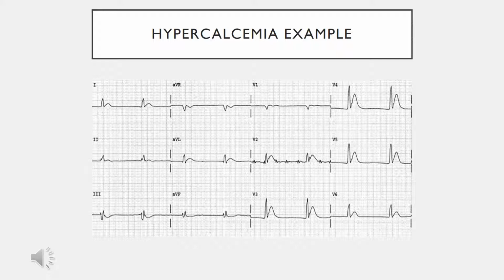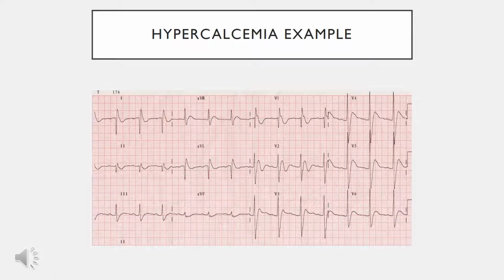All right, so if you look at this, you can see in all leads there is a short QT, and you also can see Osborne waves presenting. And again, as a reminder, it is an increase of the J point. So once the QRS complex returns to the isokinetic line at that J point, we see an immediate positive deflection. So we can assume this person would probably have severe hypercalcemia.